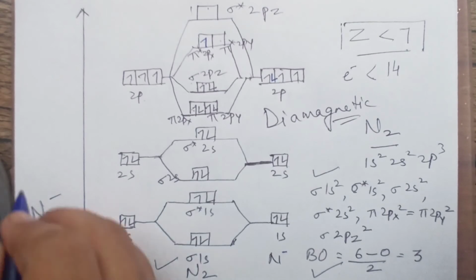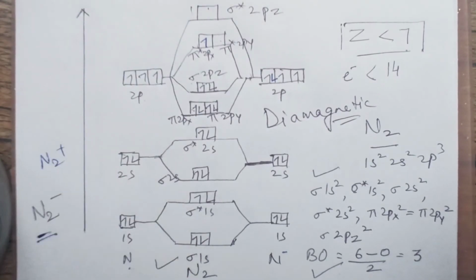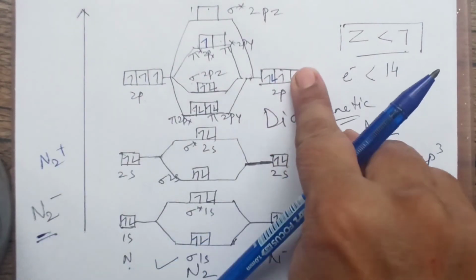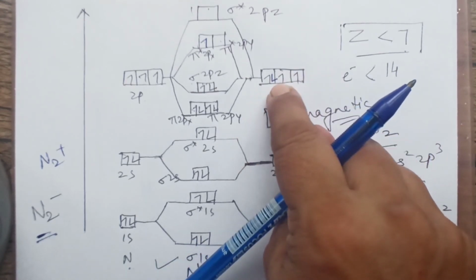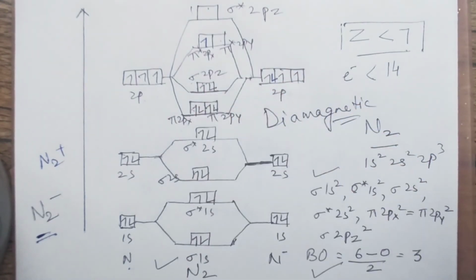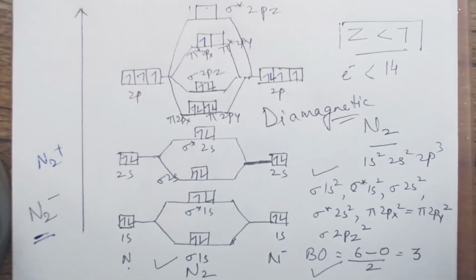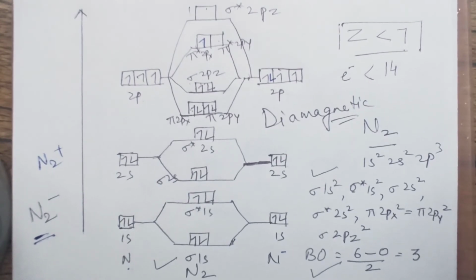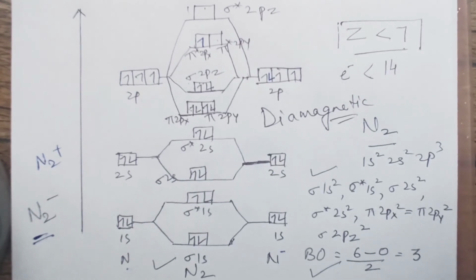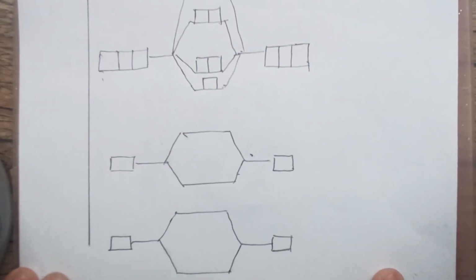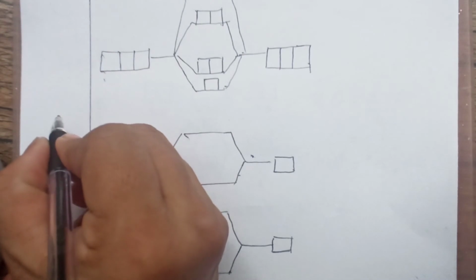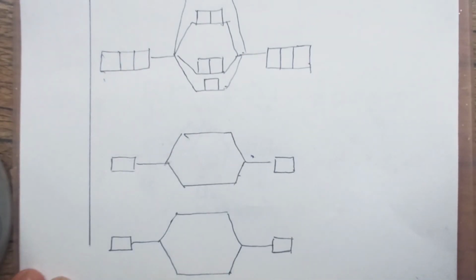If you are asked to write down for N2 plus, then again you will remove 1 electron from here. So don't worry about N2 minus, that it is 15 electrons and will follow the oxygen pattern. It is the same thing like this only. Got it? Yes, taking quite long, but doesn't matter. I have to cover all MOT points in this.